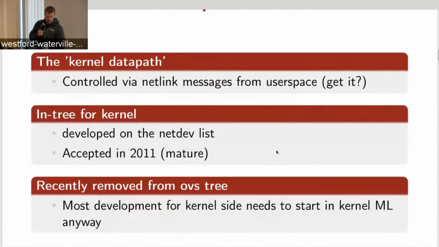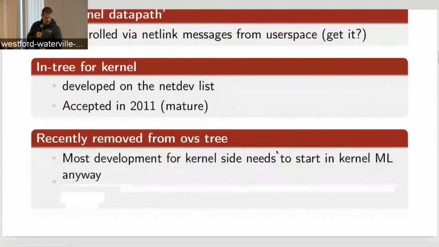All right, a little bit more on the Netlink data path. It's the kernel data path, and like I was saying, it's in tree for the kernel. It was accepted in 2011, so it's pretty mature at this point. The most important thing for this talk is that it was recently removed from the OVS tree. OVS contained a copy of the kernel module. It had some places where it diverged, but mostly it was just a copy of upstream.